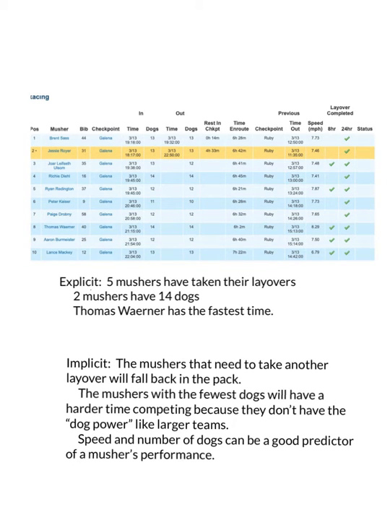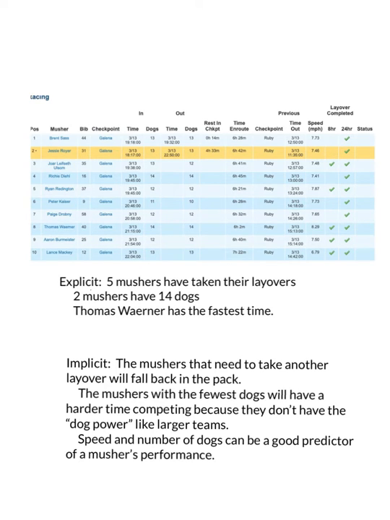So I'm going to go back to this short spreadsheet that was taken in Galena just to review what I can find out just from the explicit facts from this spreadsheet. So I can find, using my handy dandy little lightsaber thingy, that 1, 2, 3, 4, 5 mushers have taken both layovers. I can find that 1 and 2 mushers have 14 dogs, and then when I look at time, I see that Thomas Werner has the fastest time. That's explicit. It's what the text actually says.